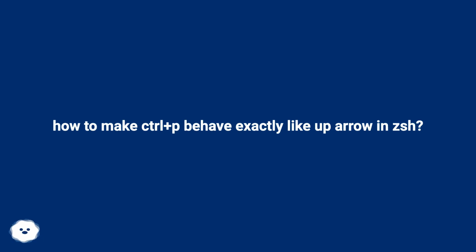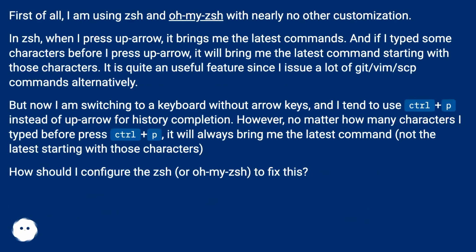How to make Ctrl+P behave exactly like up arrow in ZSH. First of all, I am using ZSH and Oh My ZSH with nearly no other customization. In ZSH, when I press up arrow, it brings me the latest commands. And if I typed some characters before I press up arrow, it will bring me the latest commands starting with those characters. It is quite a useful feature since I issue a lot of git/vim/scp commands alternatively.